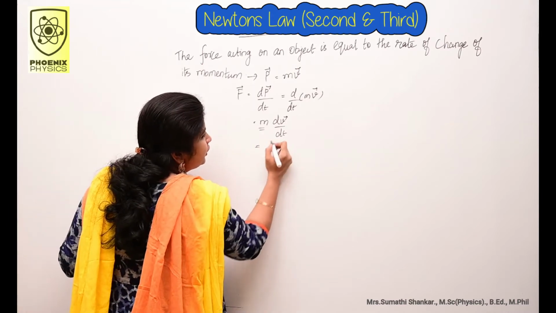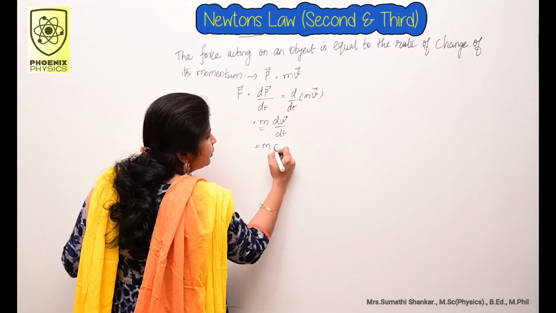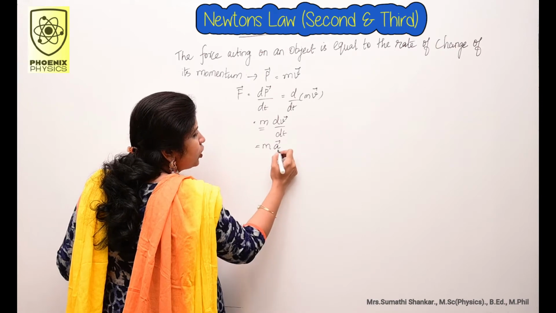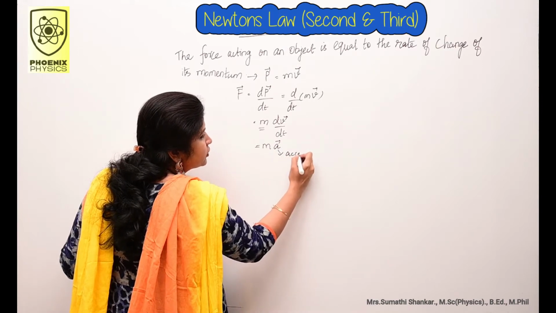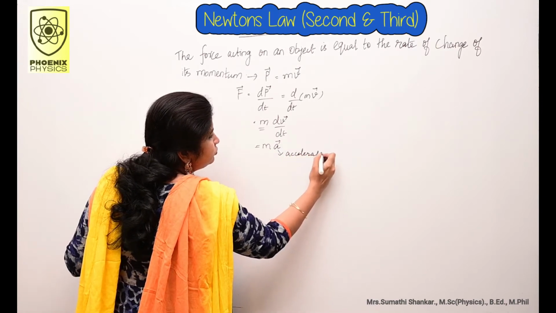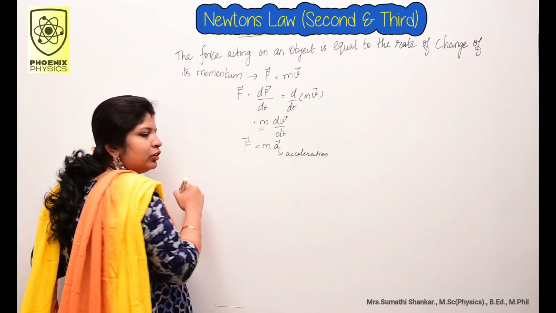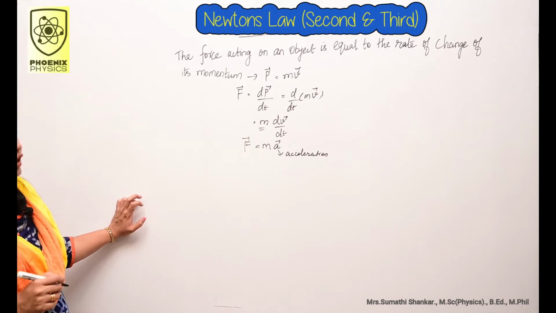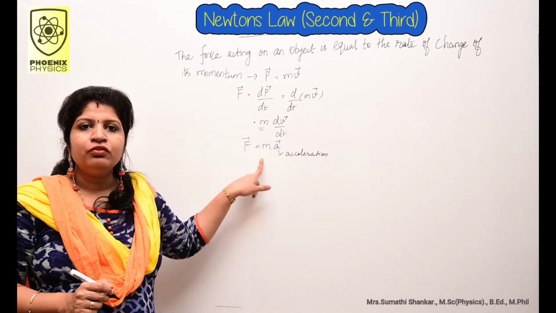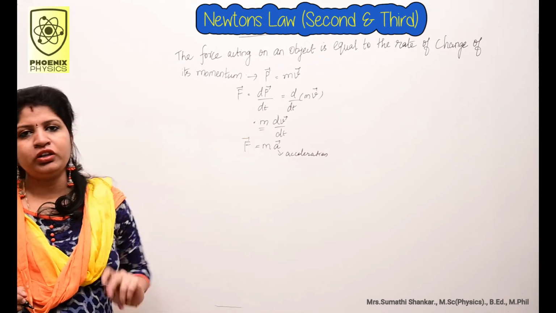So how do you write dv by dt? It is nothing but a vector. So what is this a? A is acceleration. So F is equal to ma. This is our Newton's second law. From this equation, we can conclude 3 points.